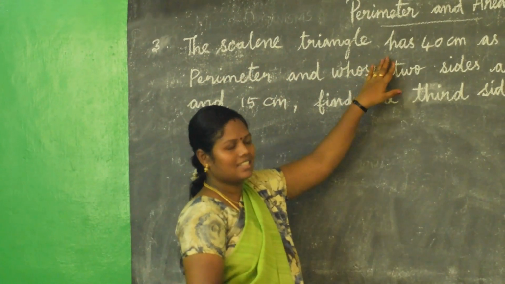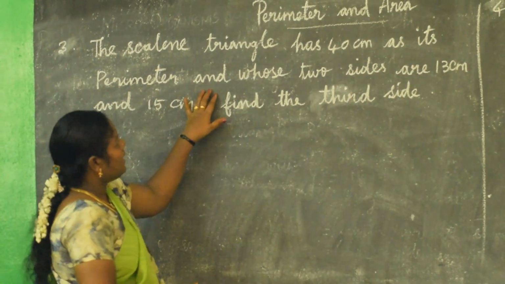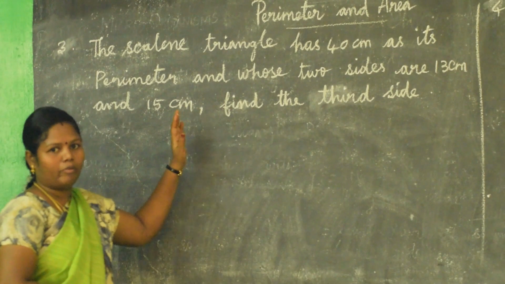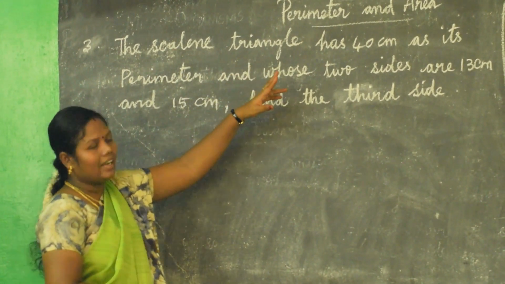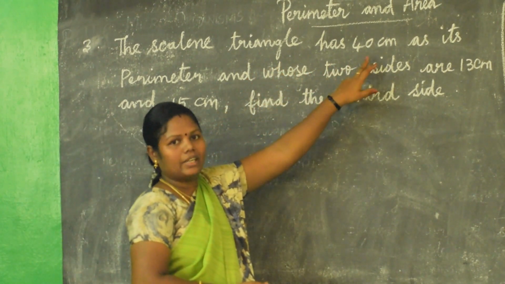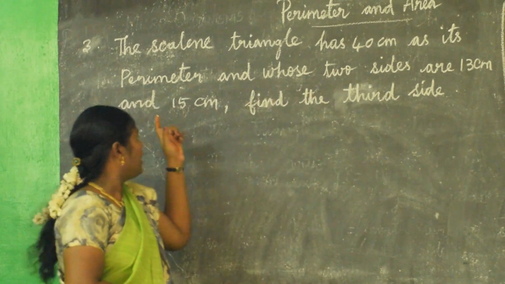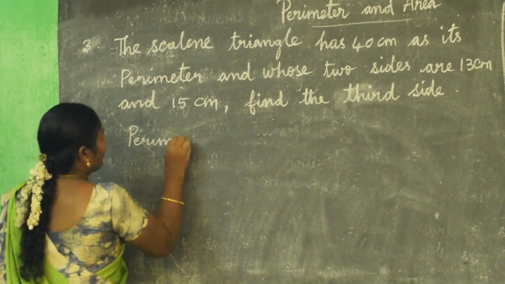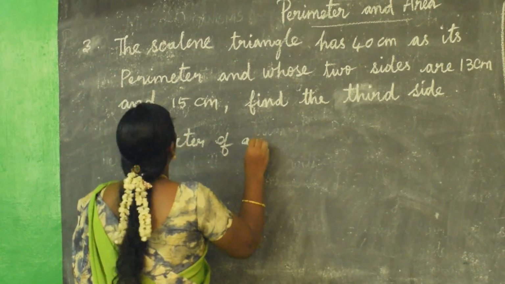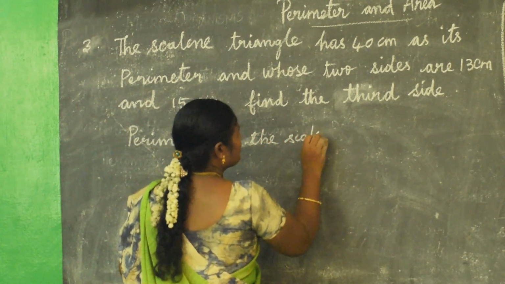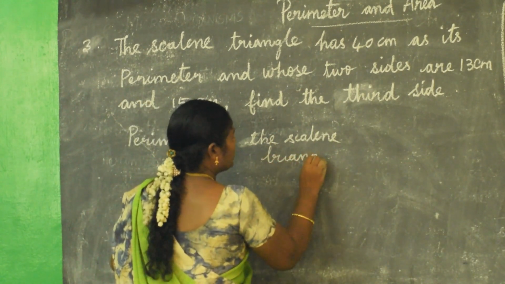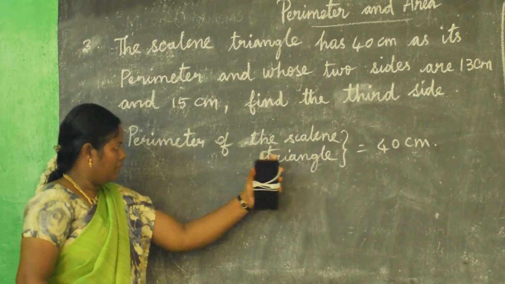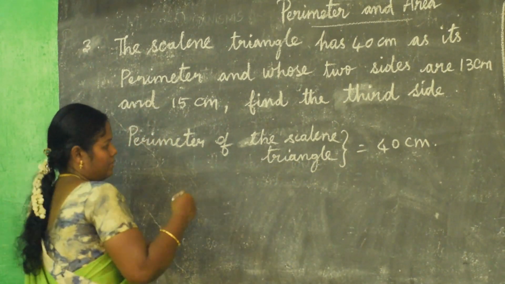The scalene triangle has 40 centimeter as its perimeter and whose two sides are 13 centimeter and 15 centimeter. Find the third side. So we want to find the third side. What is the given? Perimeter of the scalene triangle is 40 centimeter and one of the sides is 13. Then another side is 15 centimeter. We need to find the third side. So from the perimeter of the scalene triangle, we find the third side.